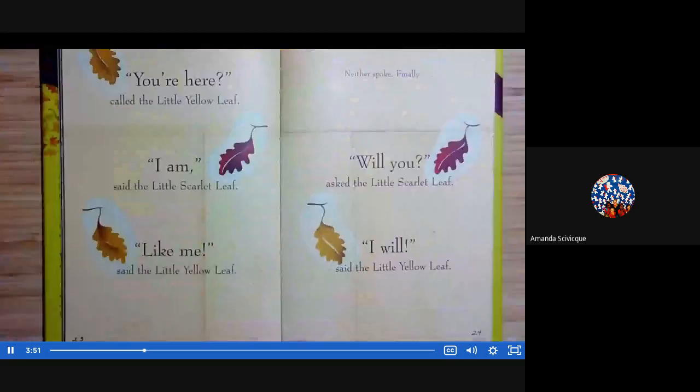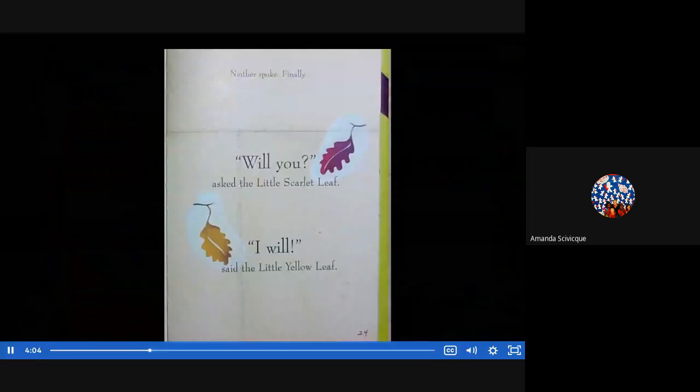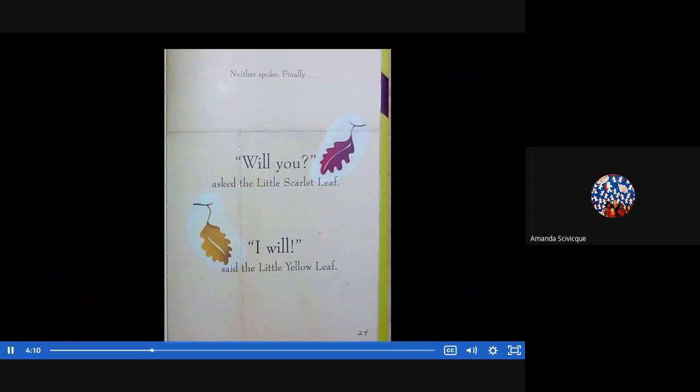Now we're going to dig into the middle of the book. There are some standout choices that the author made in the middle of the book. Neither spoke. Finally, will you? Asked the little scarlet leaf. I will, said the little yellow leaf. Which words stand out? What makes those words stand out? Will you and I will stand out because they're larger and darker than the other words, and the word will is repeated.